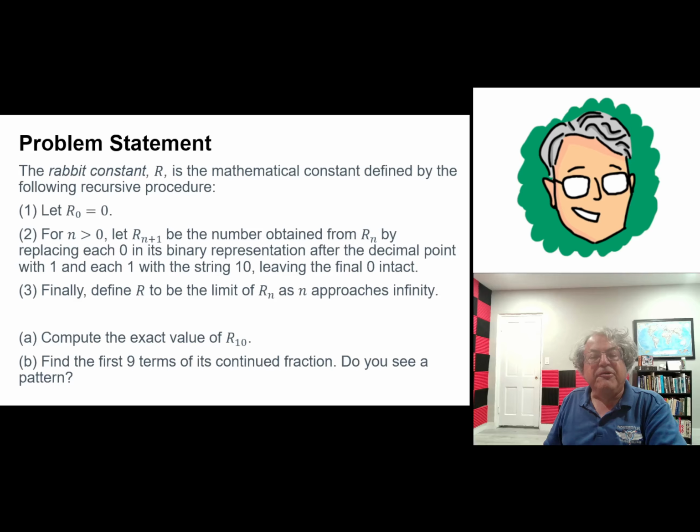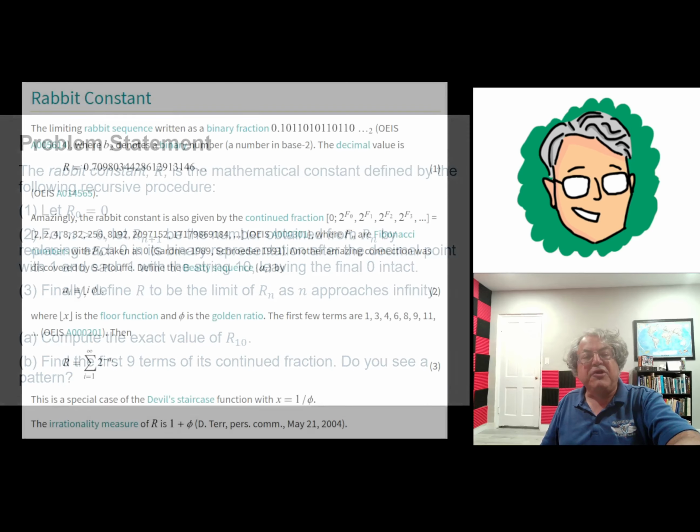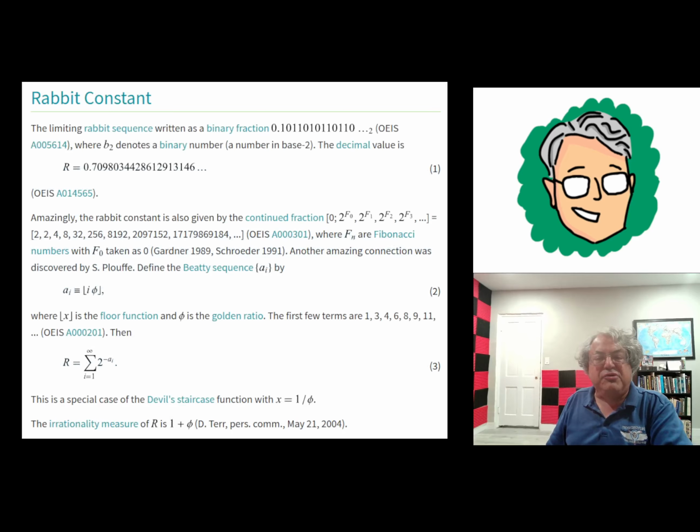And then finally for step 3, we let R be the limit of R sub n as n approaches infinity. So for part A, I'm asking for the exact value of R sub 10. And for part B, I'm asking for the first 9 terms of the continued fraction of R sub 10. And I'm also asking if you can find a pattern to those continued fraction coefficients. I think this is a really interesting problem, and I thought I'd just share it with you.